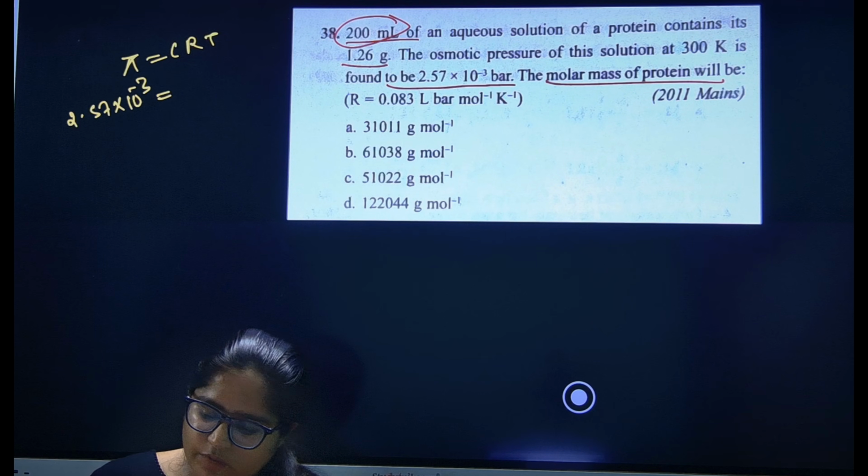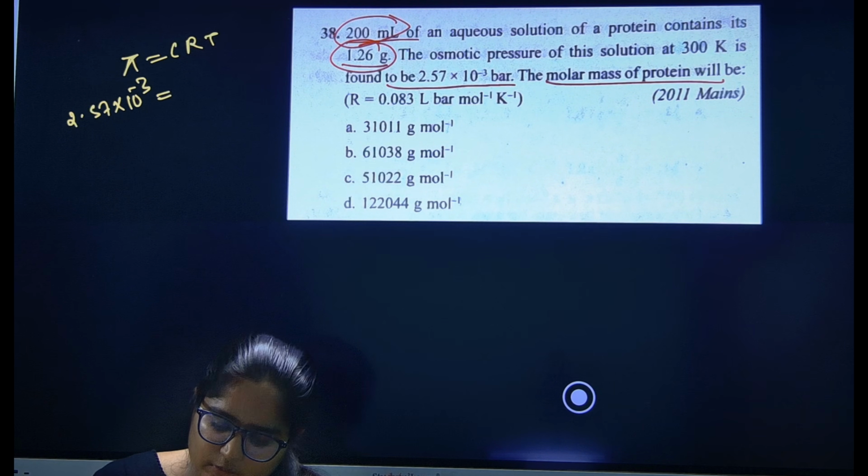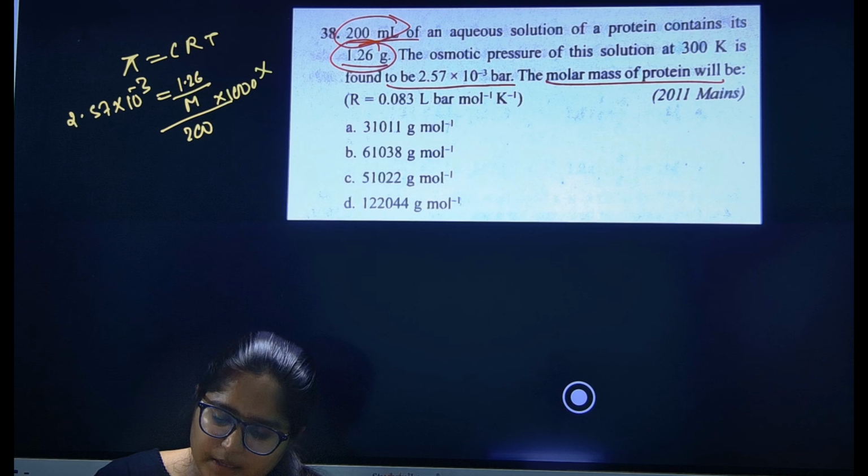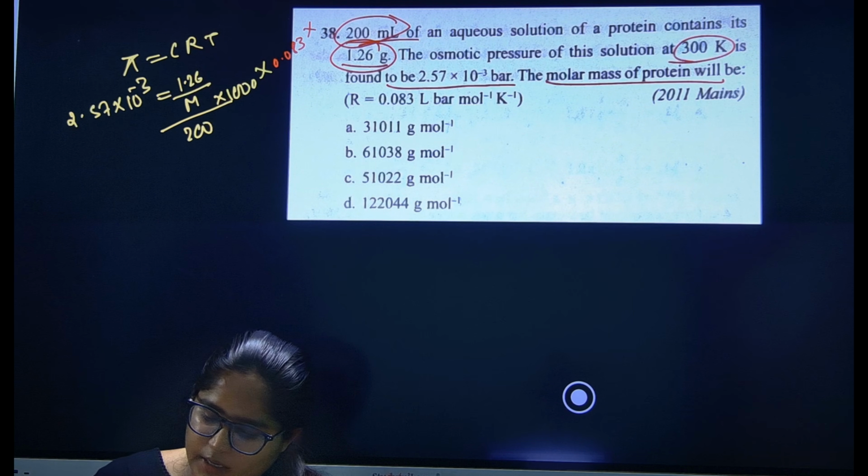Okay, so mole, how to find out? Given mass by molar mass. What is given mass? 1.26. So I will write down 1.26 by molar mass divided by 200 into 1000 multiply by R. R value I can use here. I am writing 0.083. Temperature how much given? Given 300 Kelvin. So I am using here 300 Kelvin.